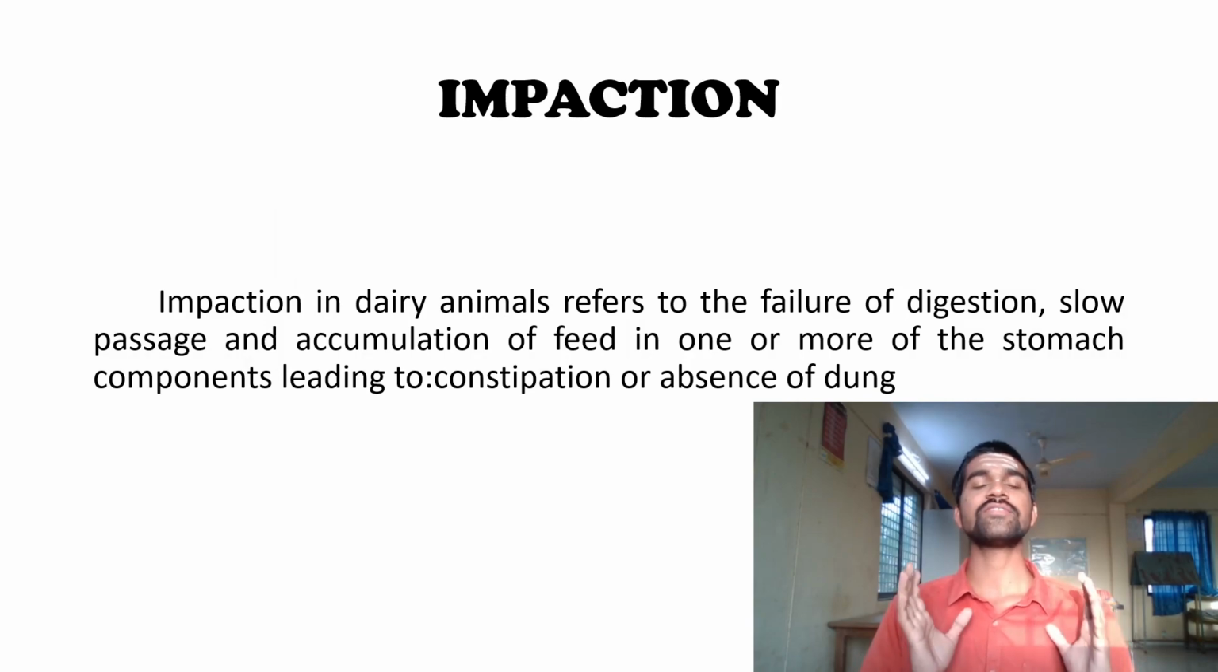So what is infection? Infection in dairy animals refers to the failure of digestion, slow passage and accumulation of feed in one or more of the stomach components, leading to constipation or absence of dung. The passage will not be correct during infection. In a cow stomach there are four parts. So food will be accumulated in one or more parts, leading to constipation and absence of dung.